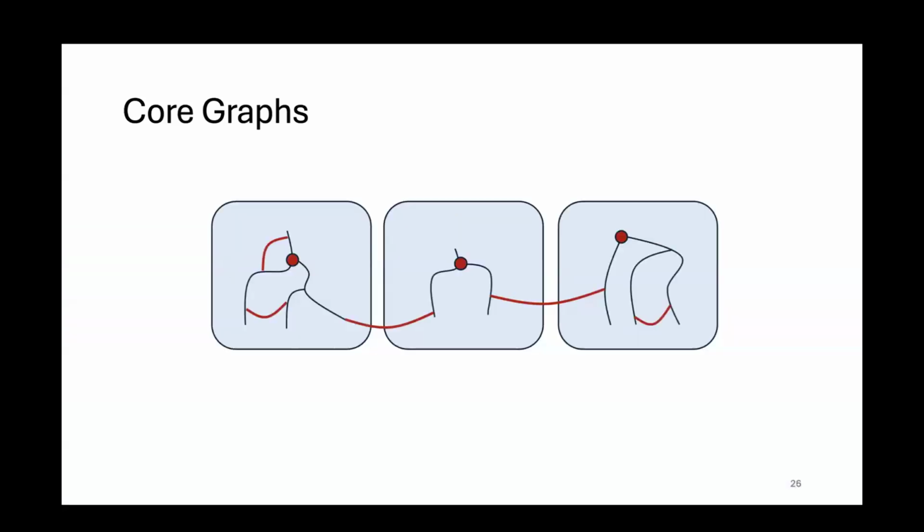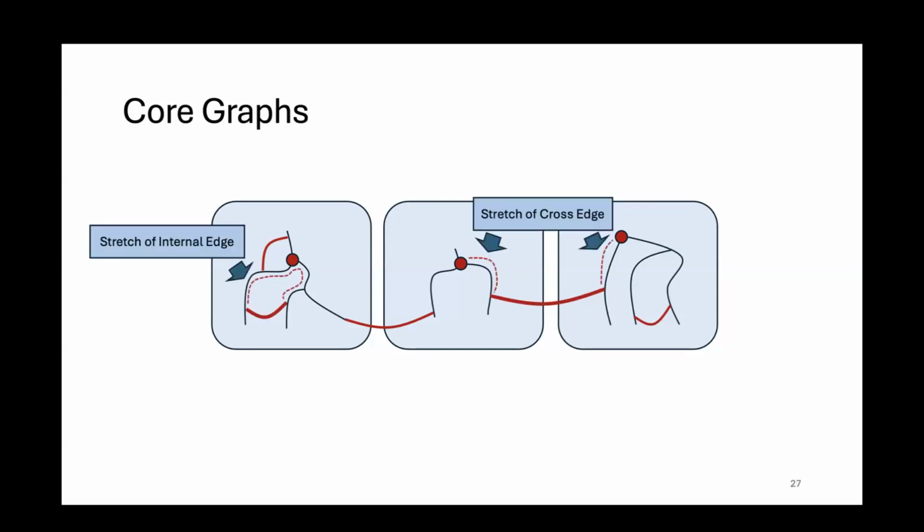So let's talk a little bit more about core graphs. Core graphs contain these vertices that are in A labeled in red, as well as forest components, which I will call cores. And they measure the stretch of all edges that are not part of the core graph, which just means that they're not in one of the trees in the forest. The stretch of a so-called internal edge is measured as in a usual low stretch tree via the length of the detour divided by the length of the edge.